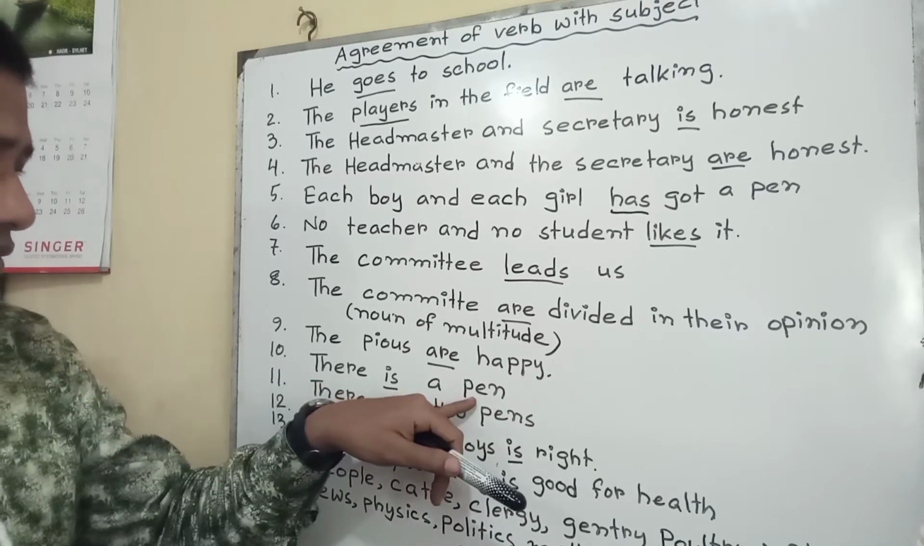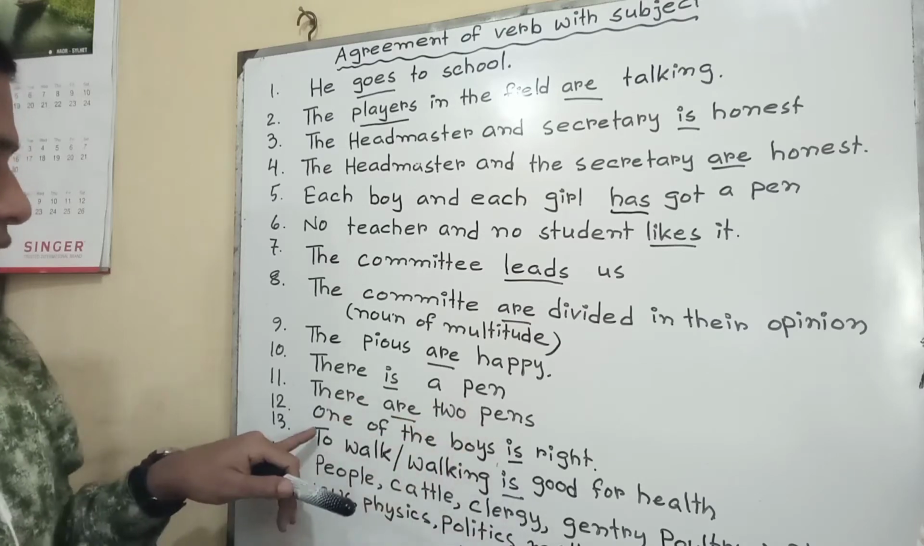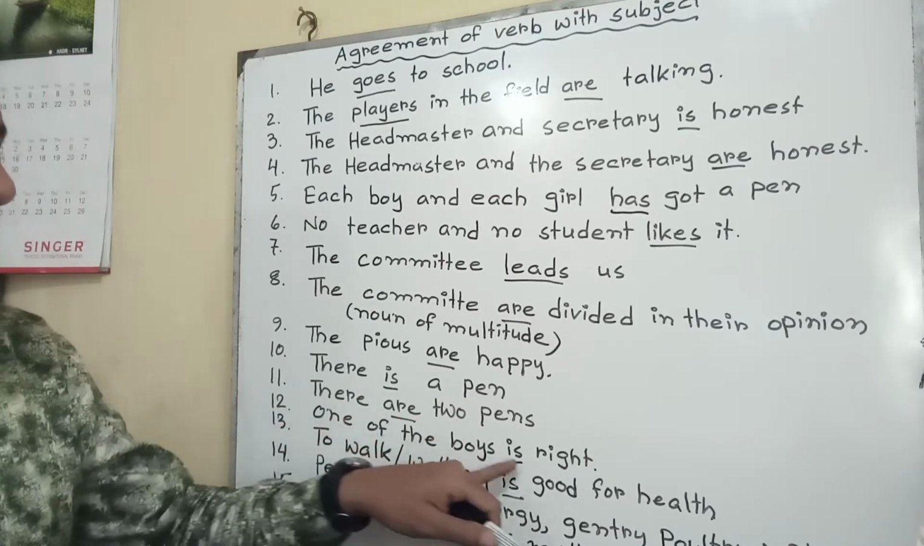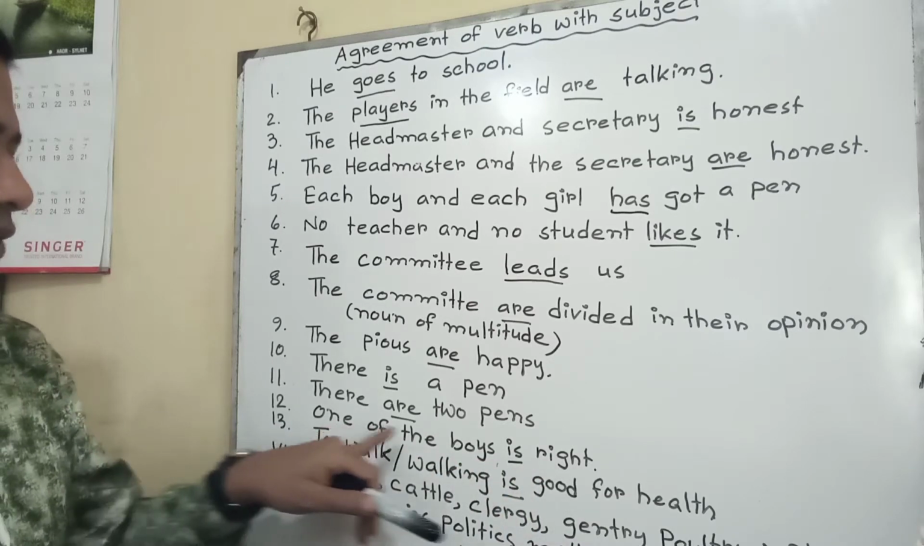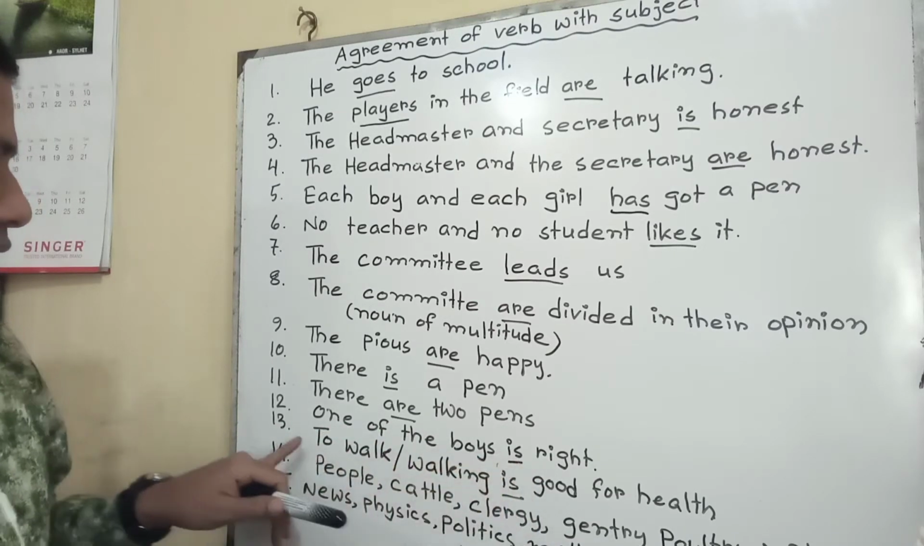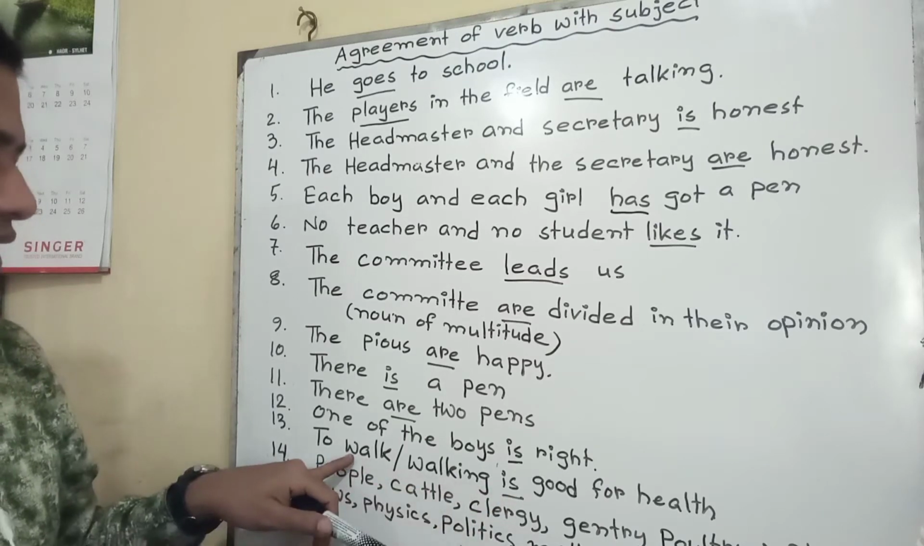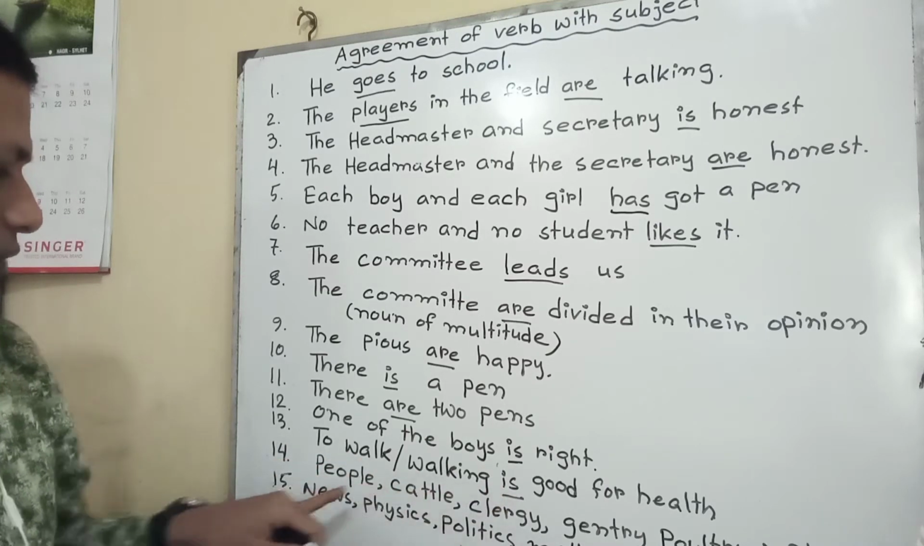We have to see this part. Number 12: one of the boys. The head word is "one," so "one of the boys is" is right, as it is singular, that's why "is." Number 30: "to walk" or "walking is good." "To walk," an activity, is singular.